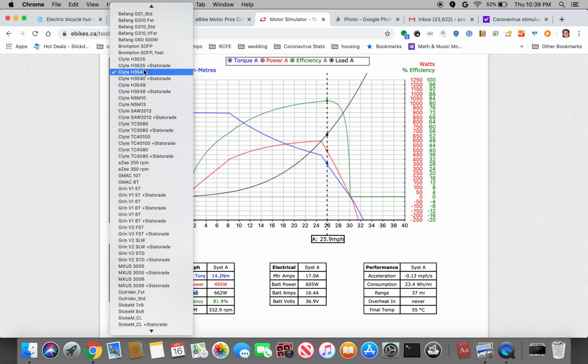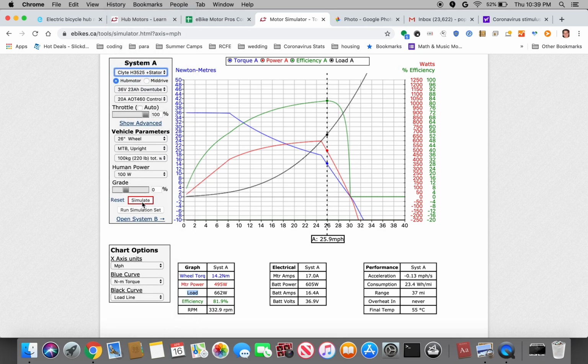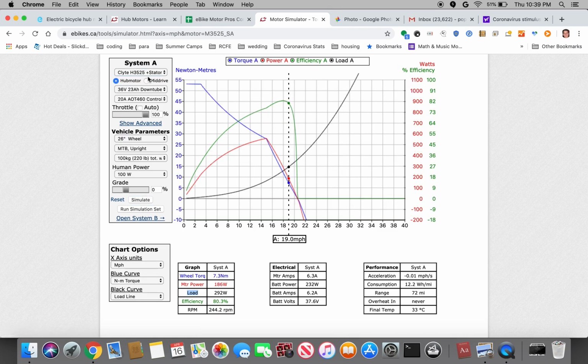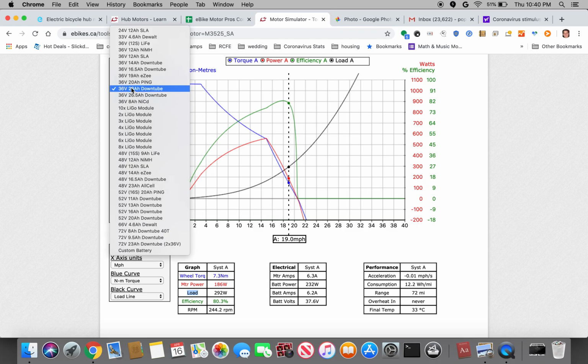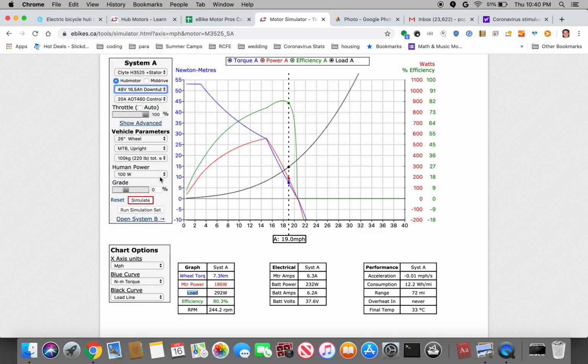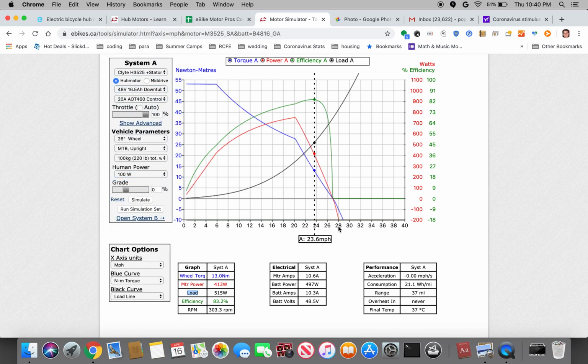So for instance, if I plug in my motor, the 3525 is the motor I got, and this motor is wound so that it will spin slower for the same voltage or input throttle, but it should have significantly more torque than the 3540. So the top speed with a 36-volt battery is 19 miles per hour, but I actually ended up going with a 48-volt battery, which increases the top speed or the speed on flats to 24 miles per hour with a 37-mile range. And this is with an 83% efficiency. So it's fairly efficient.